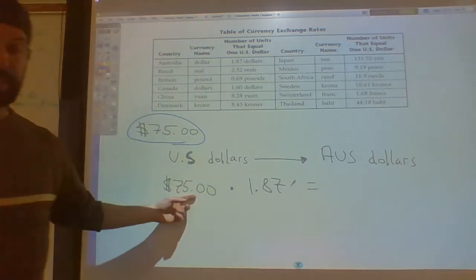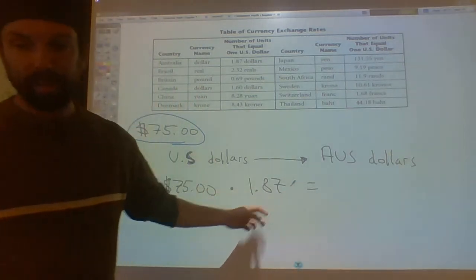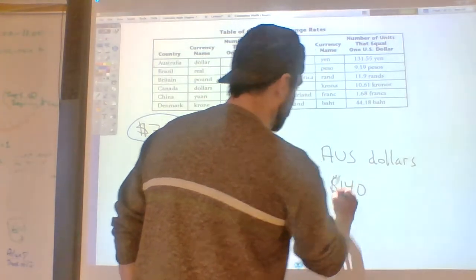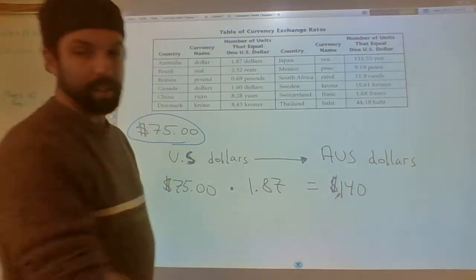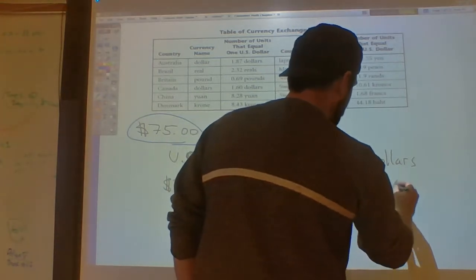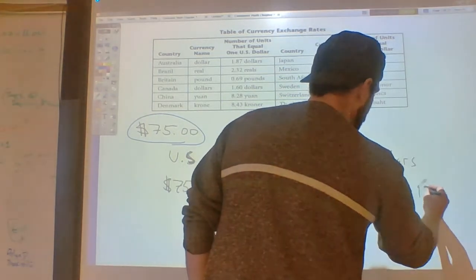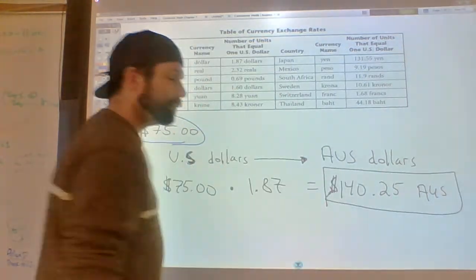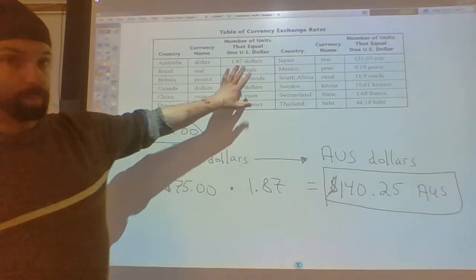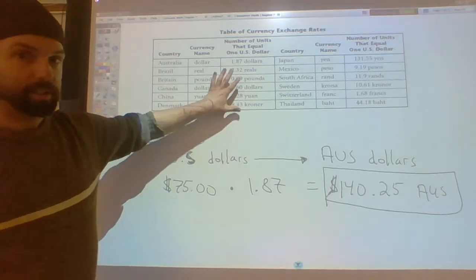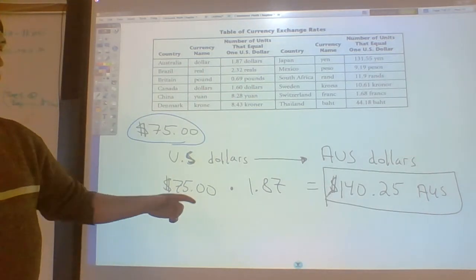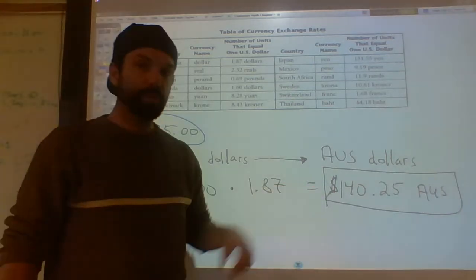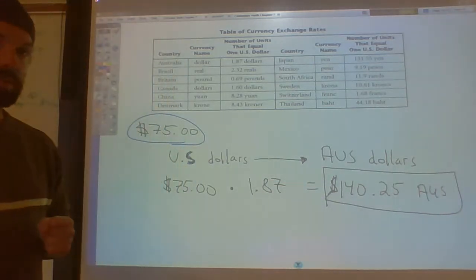So if I multiply 75 times 1.87, end up with $140.25 Australian. So according to this table, which is from the textbook, this one's not necessarily up to date, this exchange would be in our favor. Here, 75 American would turn into 140.25 Australian.